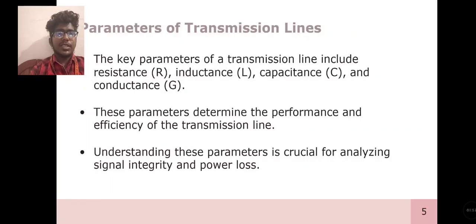Parameters of transmission lines. The key parameters of the transmission line include resistance, inductance, capacitance, and conductance. These parameters determine the performance and efficiency of the transmission. Understanding these parameters is crucial for analyzing signal integrity and power loss.